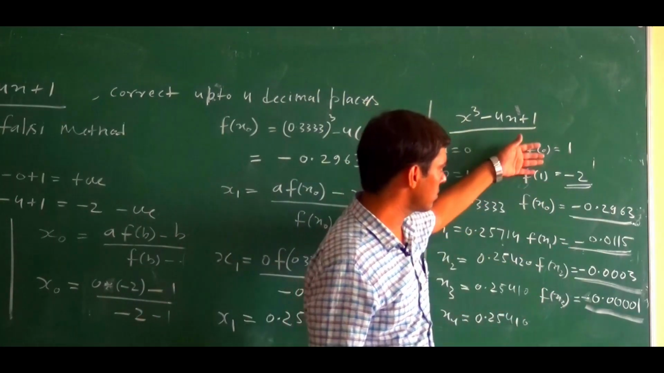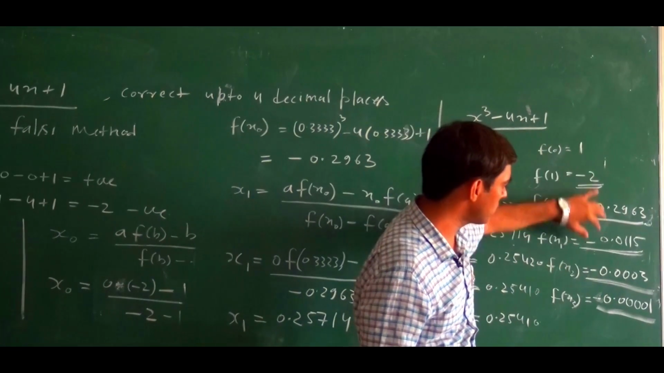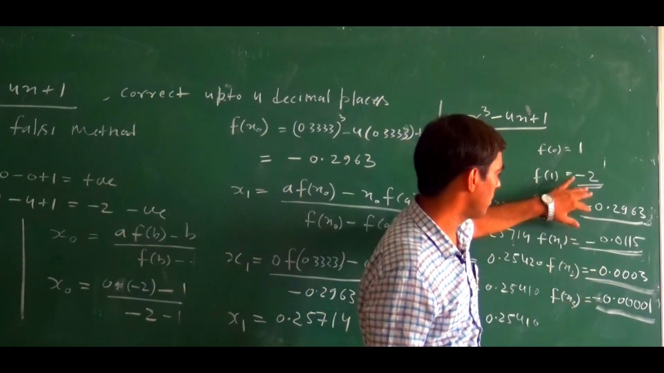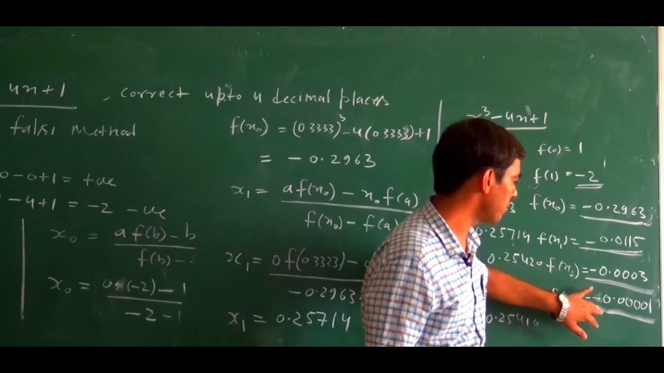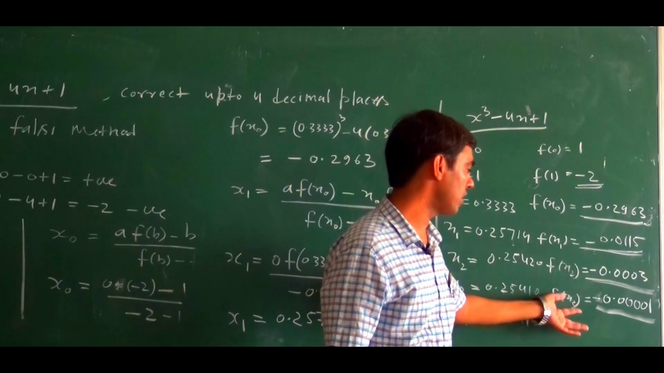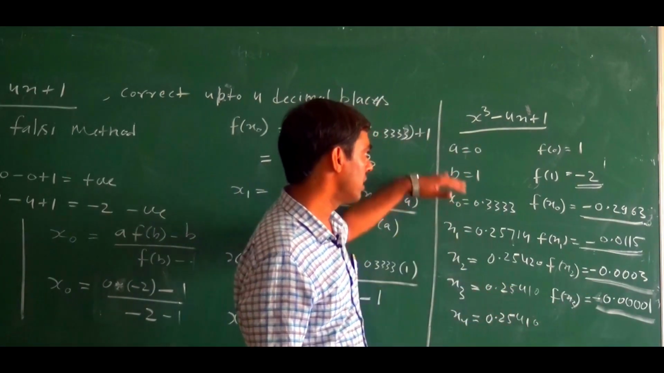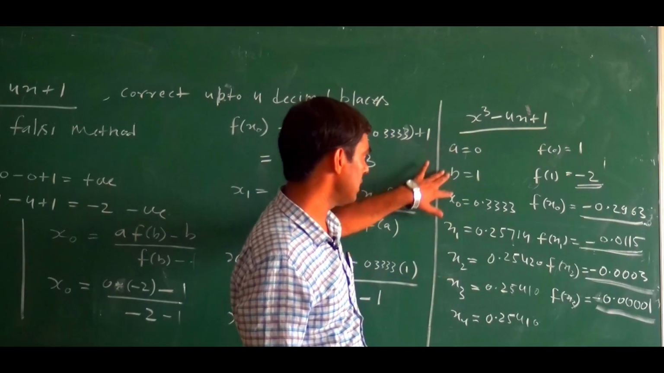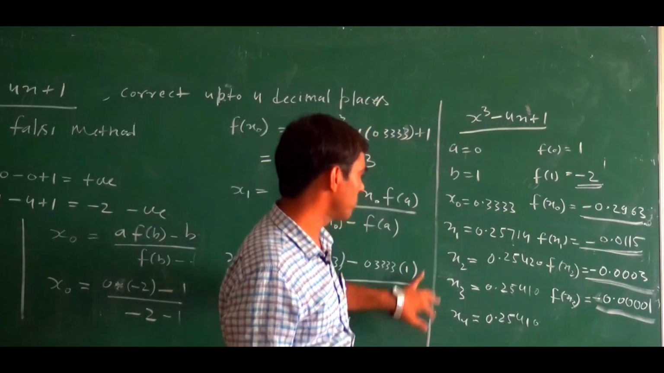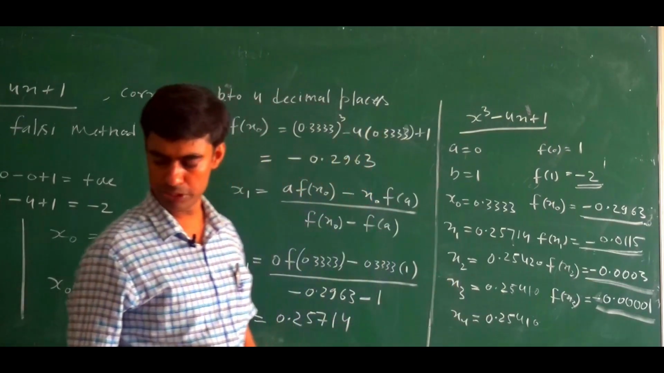So, as the number of iterations proceeds, the value of the function approaches 0. As we know, as the value of the function approaches 0, the sequence of roots approaches the actual solution.